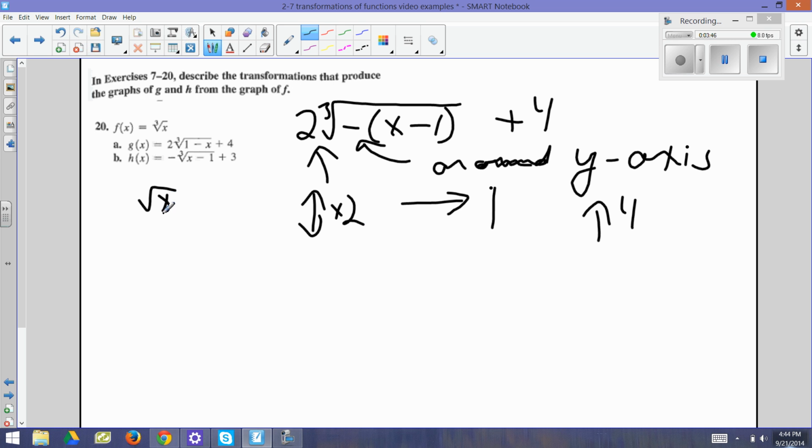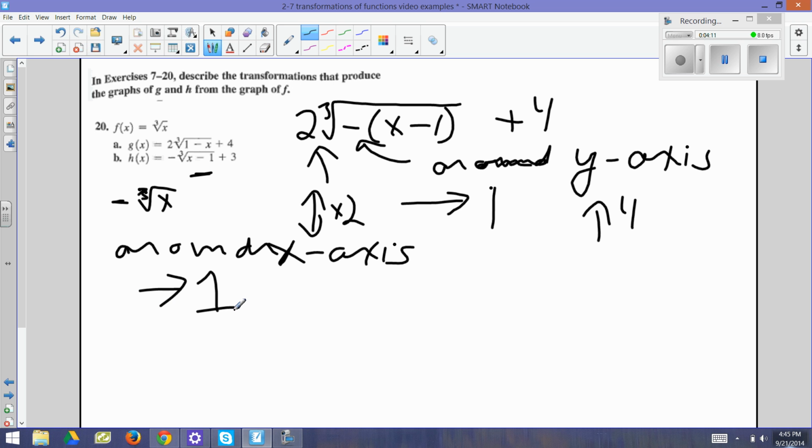Now, if I have my cube root, this negative is in front of it, so it's with the y. So this is around the x-axis. The minus 1 is to the right 1. The plus 3 is up 3.